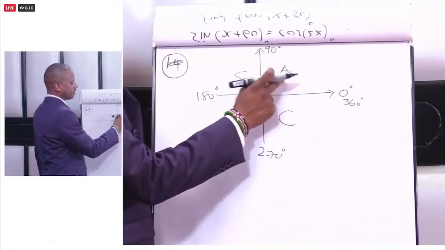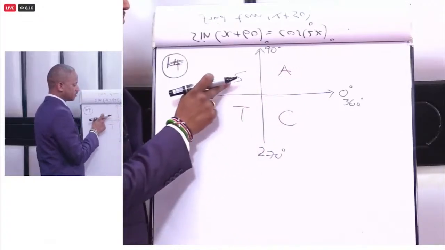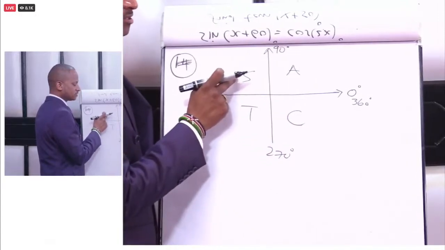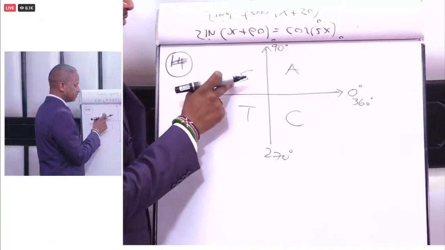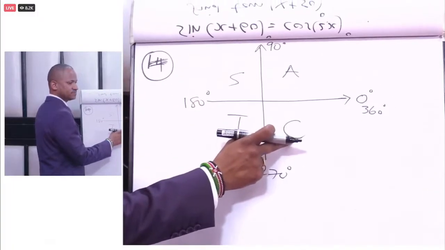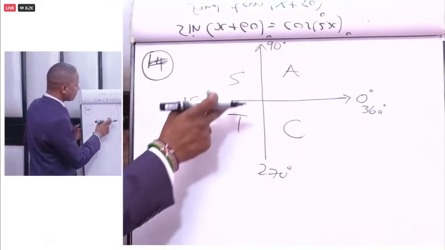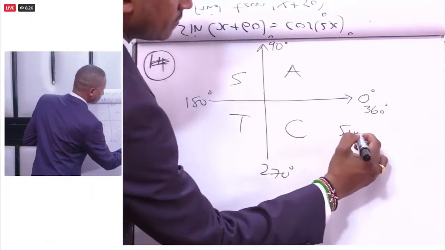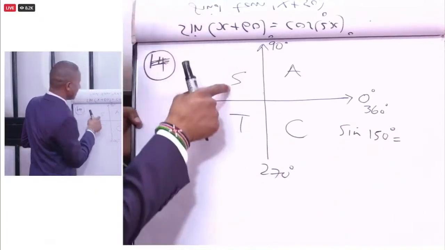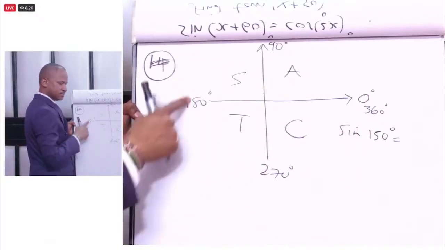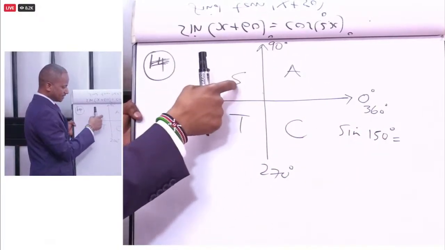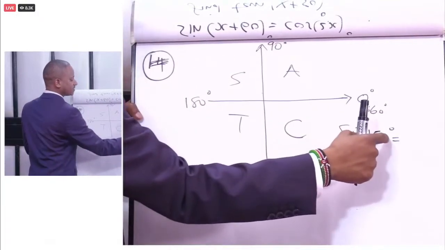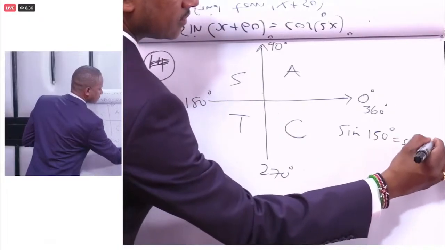This is All. In this first quadrant, sine is positive, tan is positive, cosine is positive. In this second quadrant, only sine is positive, but tan and cosine are negative. What am I saying? This is 0 to 90, then 90 to 180. If you are told to find sine 150 degrees, you draw this quadrant. In this quadrant, sine is positive. So sine 150 will be sine of 180 minus 150 degrees, which is equal to sine 30 degrees.